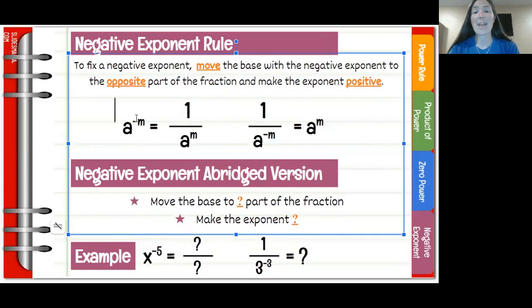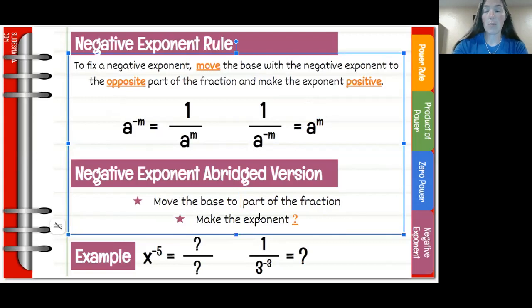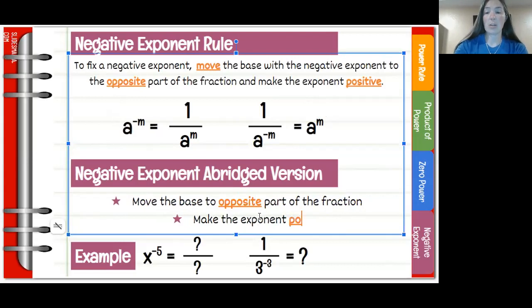A to the negative m. Notice we moved the base down to the bottom because originally it was on the top, and then I changed the exponent from a negative to a positive. So what if I had 1 over a negative exponent? Well, basically I moved it to the top. So now notice this is in the numerator, and I made the exponent negative to a positive. So the abridged version: we're going to move the base to the opposite part of the fraction, and then we're going to make the exponent positive.